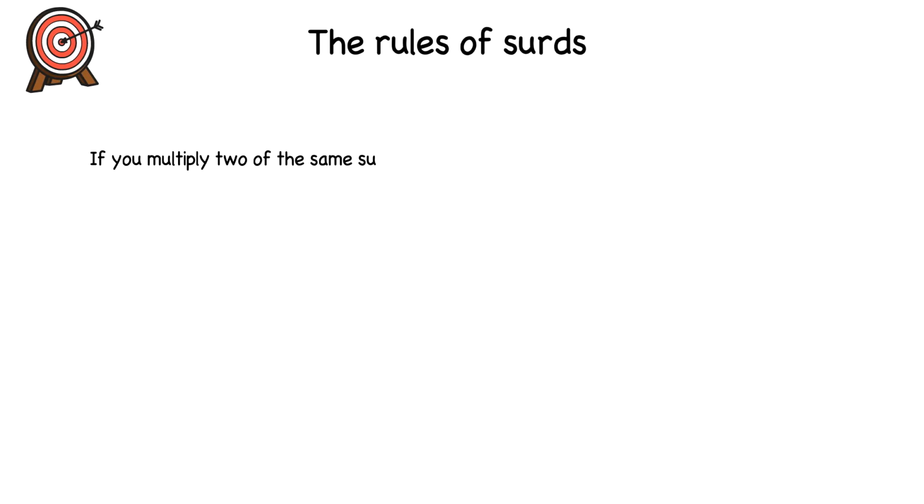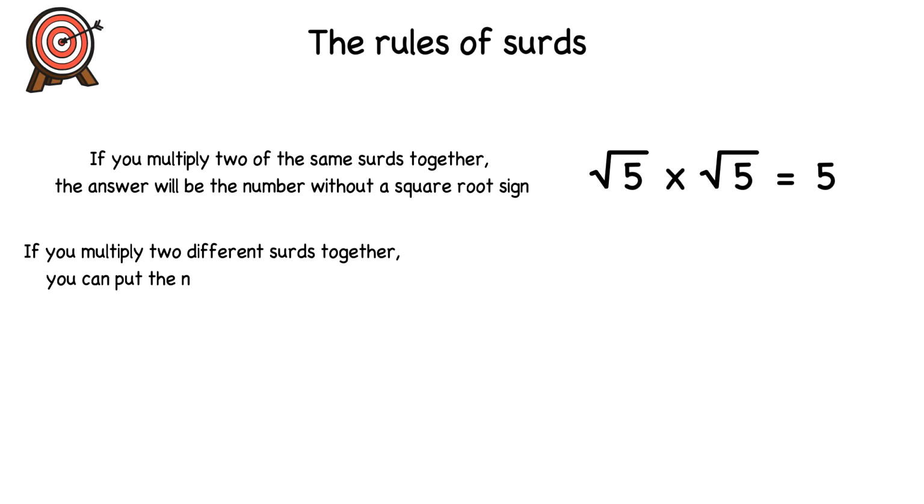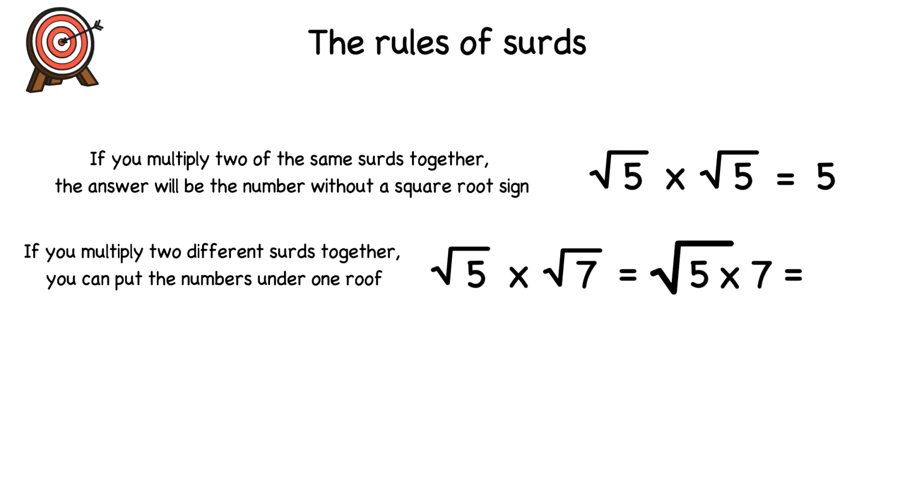If you multiply two of the same surds together, the answer will always be the number without a square root sign. So root 5 times root 5 will just be the number without a root sign, so 5. If you multiply two different surds together, you can put the numbers under one roof. So root 5 times root 7, we would put that 5 times 7 under one roof and solve it as normal. So it would be root 35.